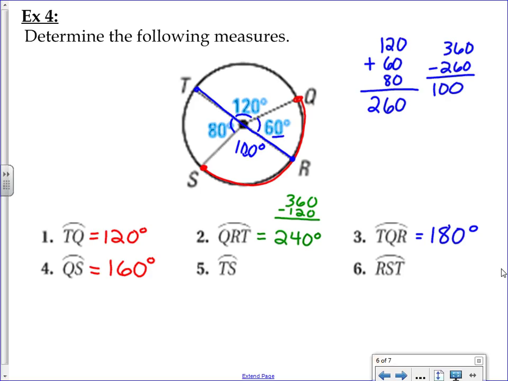All right, so now we have everything, and we can answer the last question, which is finding the measure of arc TS, which will correspond with 80 degrees. Oh, we have one more, and then we have to find arc RST. So that's going to be a major arc. You'll notice it's a semicircle. So how many degrees is a semicircle? 180.